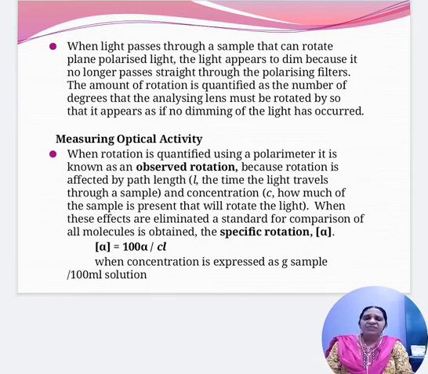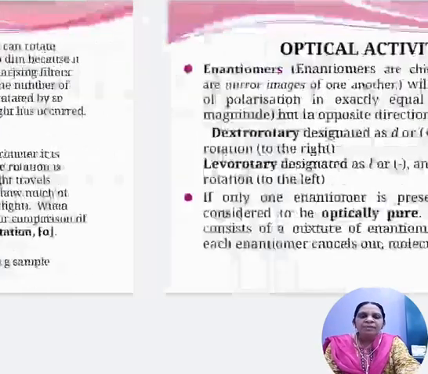When these effects are eliminated, a standard for comparison of all molecules is obtained, and that rotation is called specific rotation. Alpha is equal to 100 alpha by CL, when concentration is expressed as gram sample per 100 ml solution. So this is how you are measuring optical activity.